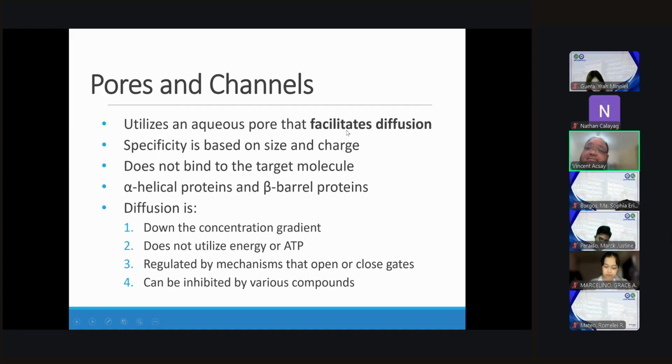And since it's a form of facilitated diffusion, it still has to follow the rates of diffusion. It goes down the concentration gradient. It does not use ATP. It is regulated by mechanisms that open or close the gates, and they can be inhibited by various compounds and other molecules.